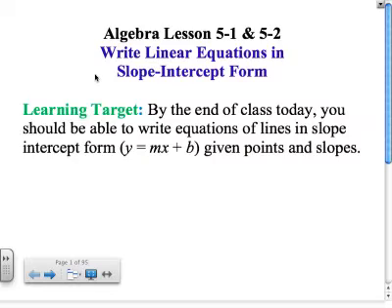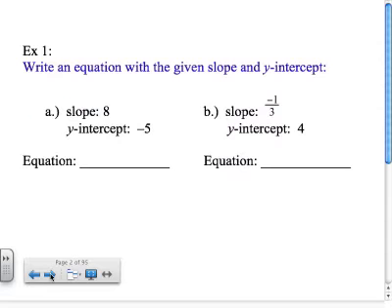In the first two sections here, we're going to build on the idea of writing linear equations in slope-intercept form. Again, a form that you're already familiar with from last chapter. So what you'll notice about the relationship between chapters 4 and 5 is that chapter 4 focused primarily on graphing equations. In chapter 5, we're going to focus on writing equations.